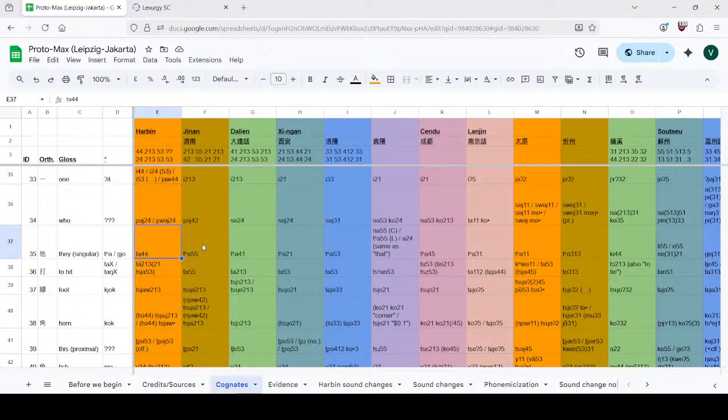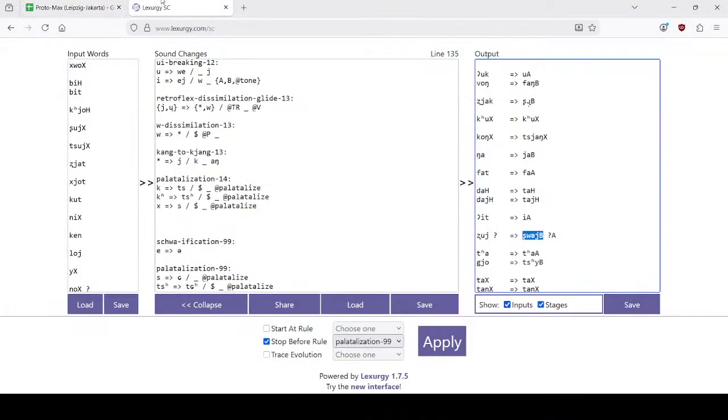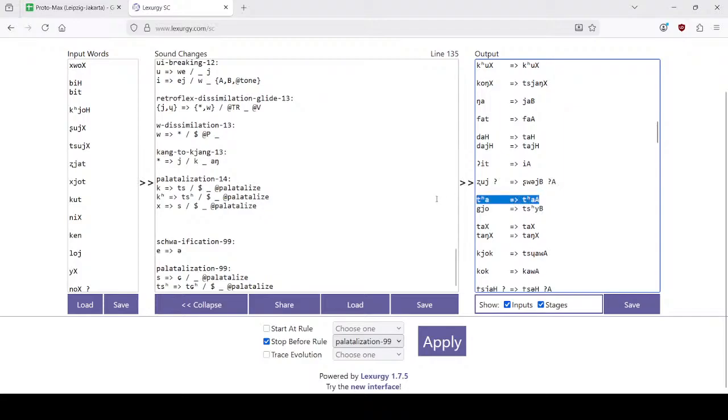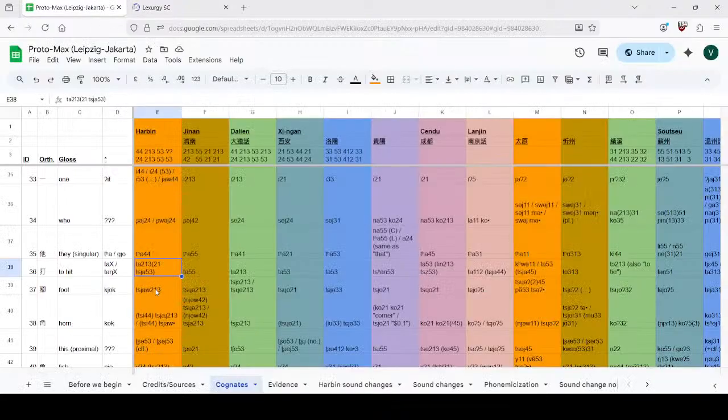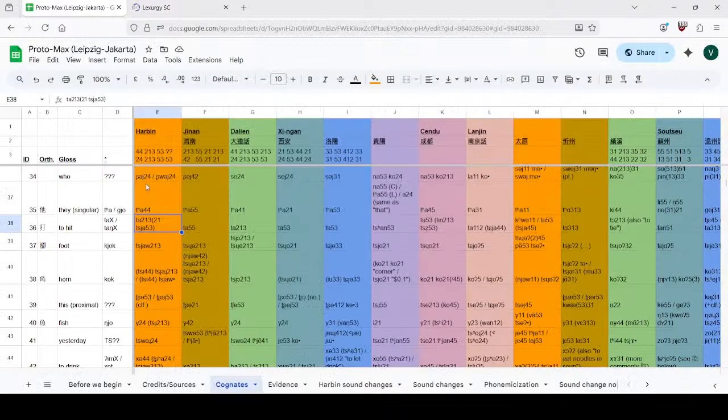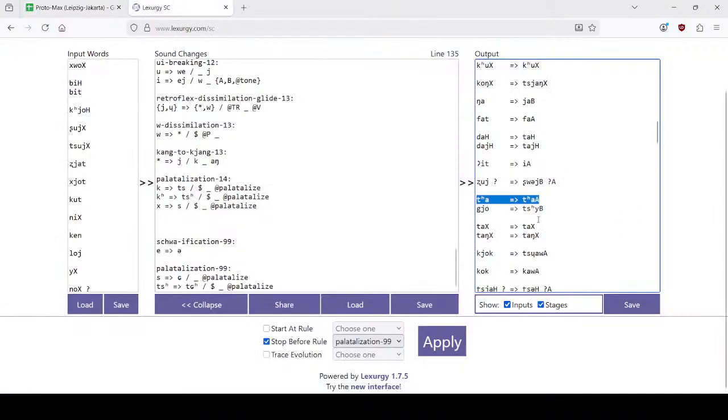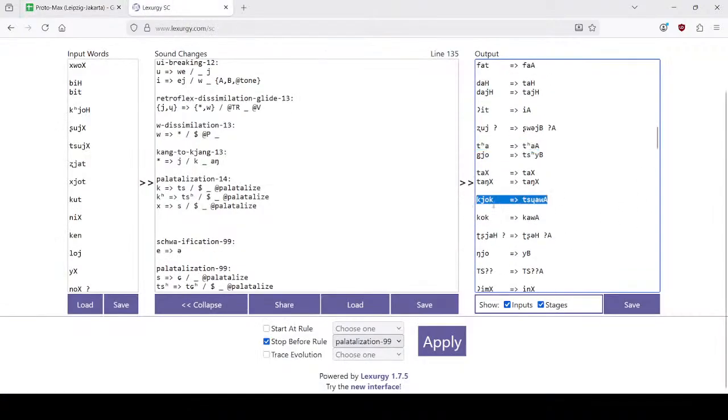This is, oh, right. I did end up checking this at some point, and this was a typo. I ended up checking the source, and this is totally a typo. This should be ta, which means it checks out. Okay. Foot meaning 脚. 脚.